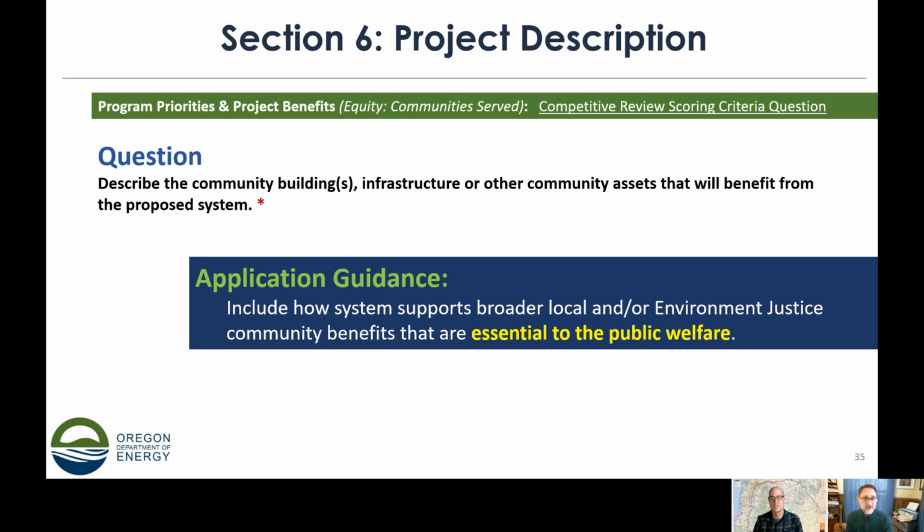In this project description section, this question is, describe the community buildings, infrastructure, or other community assets that will benefit from the proposed system. What we're starting to look at here is a question that moves into our program priorities and community benefits section, the equity section of the program. What we're looking for here is to include how the system supports broader local or qualifying environmental justice community benefits, again, that are essential to the public welfare. And Clay, would you like to add anything here?